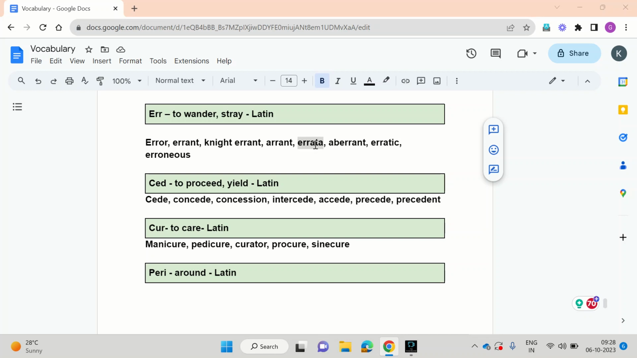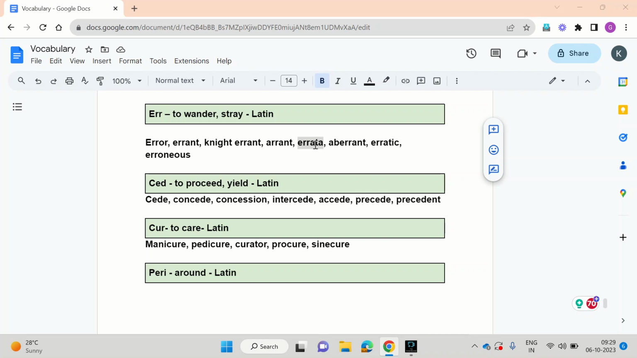Erratic. Erratic is again the person is lacking in consistency. That is erratic behavior. This means again wandering or straying. Same root word. Erratic also.